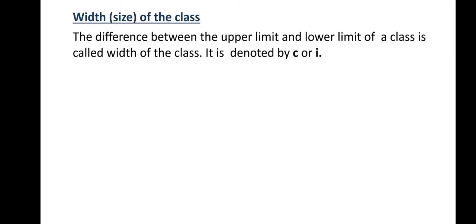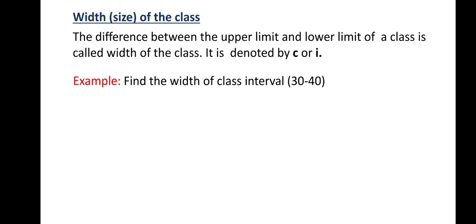Next we have width or size of the class. The difference between the upper limit and lower limit of the class is called width of the class. It is denoted by C or I. For example, find the width of the class interval 30 to 40. First of all, write down the formula of the width, which is the difference between upper limit and lower limit. Hence, C is equal to upper limit minus lower limit. Here in this class the upper limit is 40 and the lower limit is 30. Therefore, 40 minus 30 is equal to 10. So 10 is the width of this class.